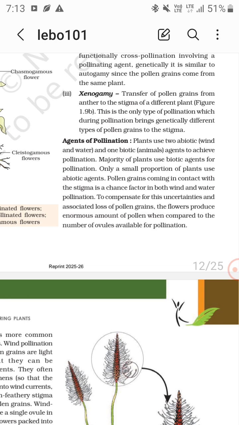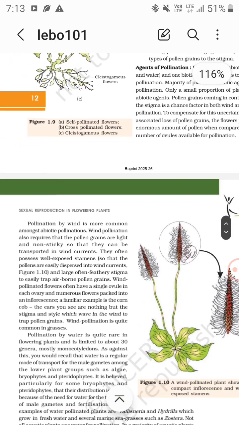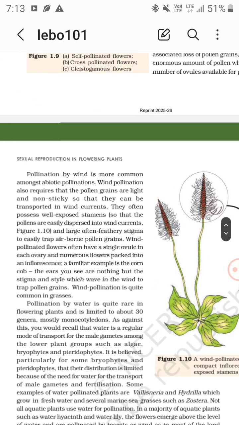In wind pollination it is a chance factor, so pollen is produced in numerous amounts compared to the ovules, which are generally one in number. Pollination by wind is more common amongst abiotic pollinators. Wind pollination also requires that the pollen grains are light and non-sticky, so they can be transported by air. It also needs well-exposed stamens and often feathery stigma to trap the airborne pollen grains. Wind-pollinated flowers have a single ovule in each ovary and numerous flowers packed into an inflorescence.